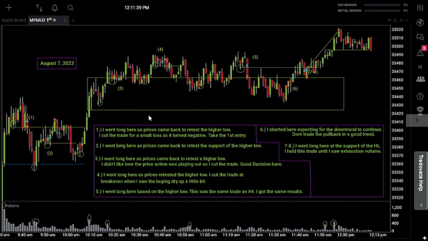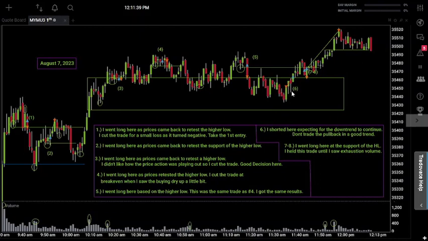Let's look at a couple of examples. If it's going to load up. Come on, computer. There we go. Okay, so let's look at trade number 6 right here from August the 7th. I shorted here expecting the downtrend to continue. Don't trade the pullback in a good trend. That's something we talked about earlier and will talk about a little bit later. But look at 6 right here.